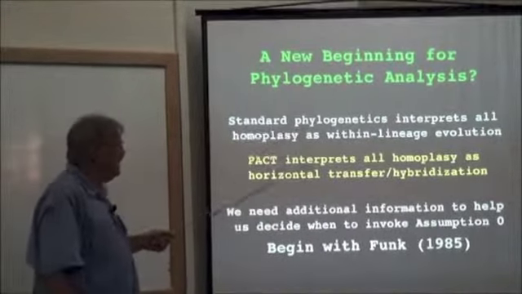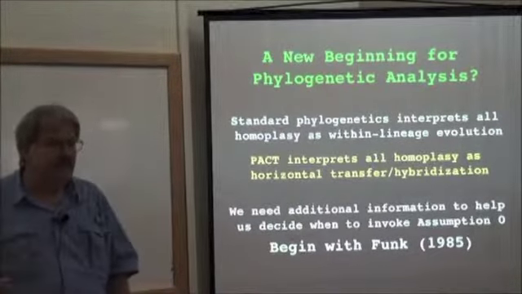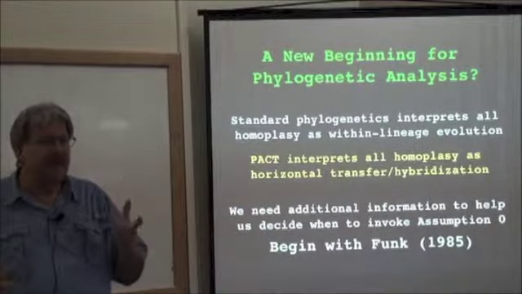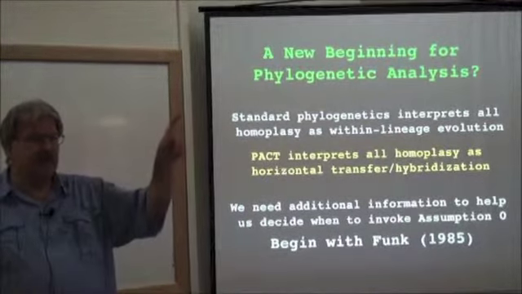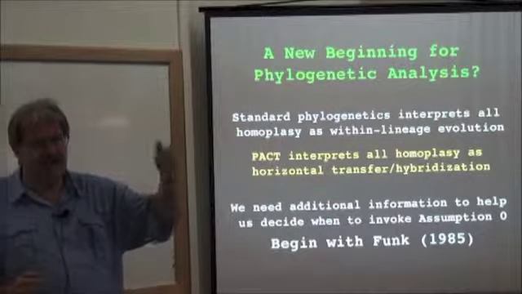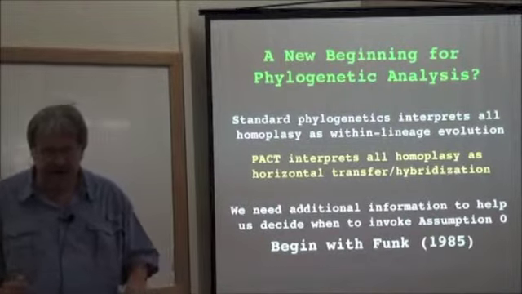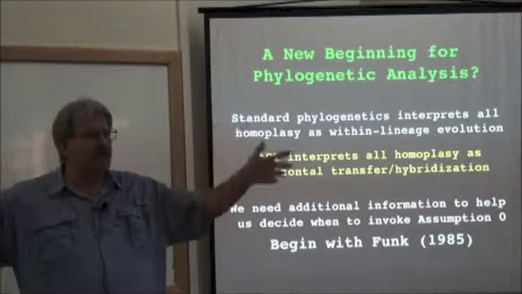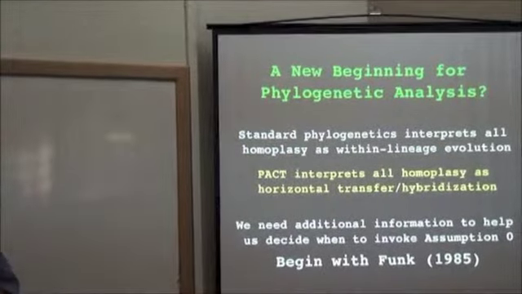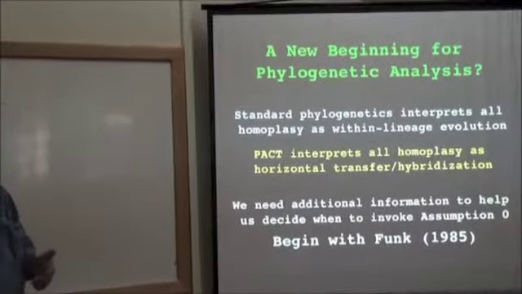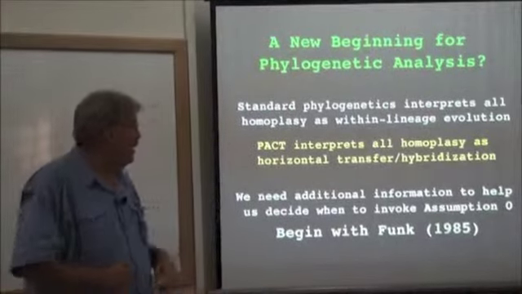Standard phylogenetic analysis assumes that all homoplasy is the result of independent evolution within lineages, either convergent evolution or evolutionary loss, evolutionary reversals. That's standard phylogenetic analysis. You get the most parsimonious result. Everything that's inconsistent with that is homoplasy. And that's all expected to be the result of independent evolution within independent lineages.